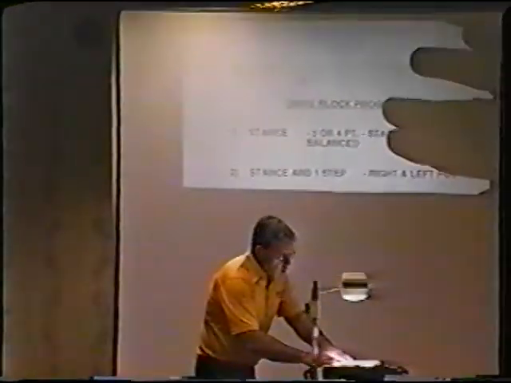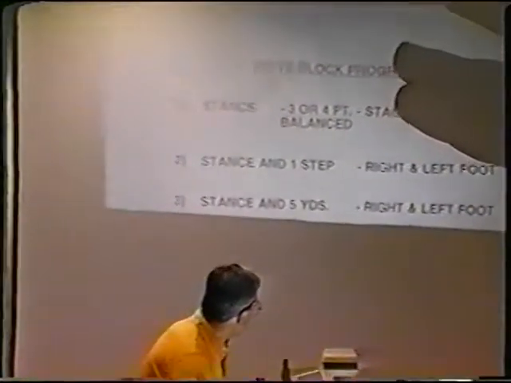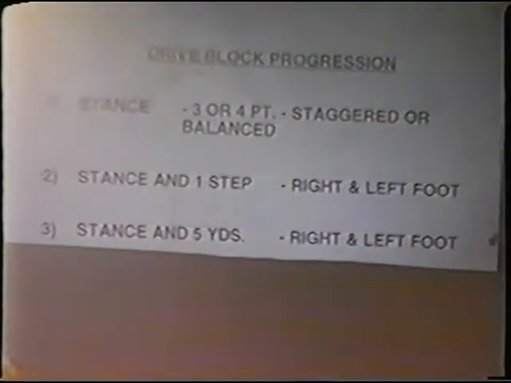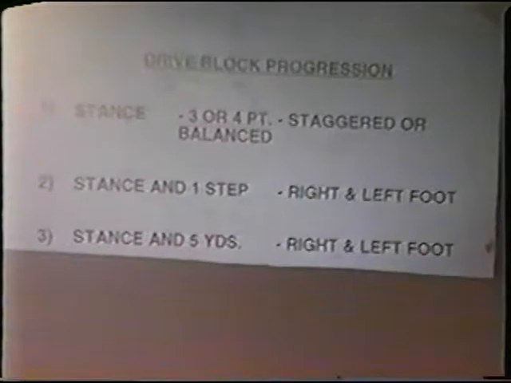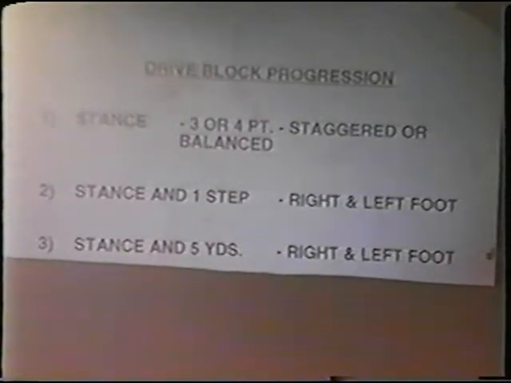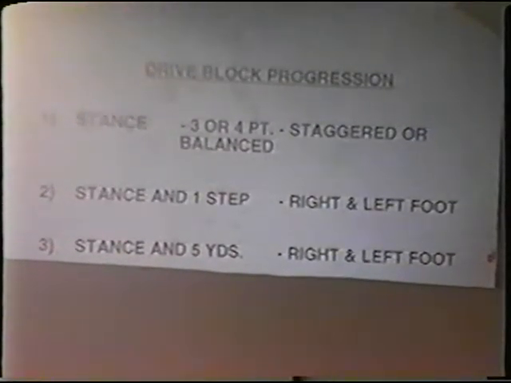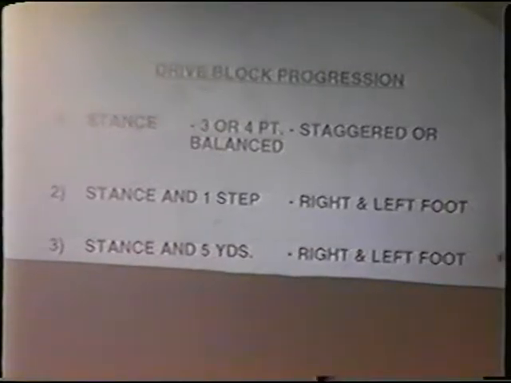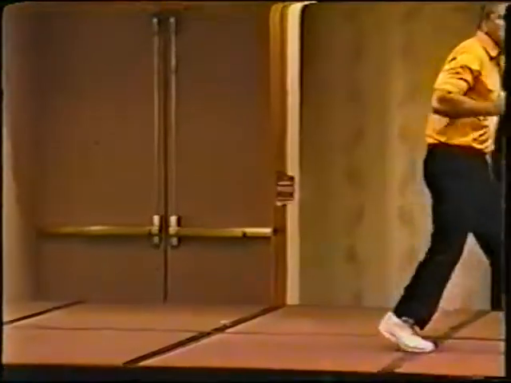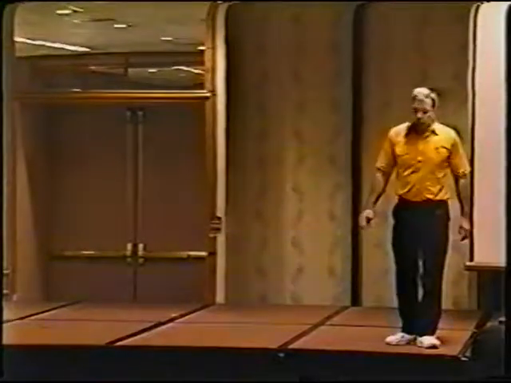All right, stance in one step. So that's second progression. The third progression is we'll go stance and 5 yards. Right and left foot. Stance and 5 yards, right and left foot. So we're here, we're on our squares, we're going to sprint to the next square. Coming off screaming. Flat back. We do it all in the squares. Okay?